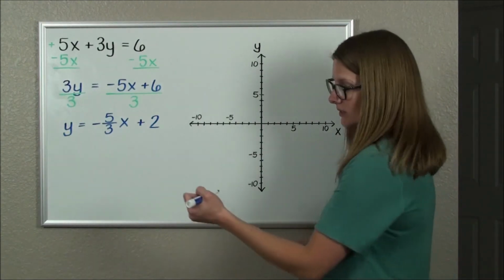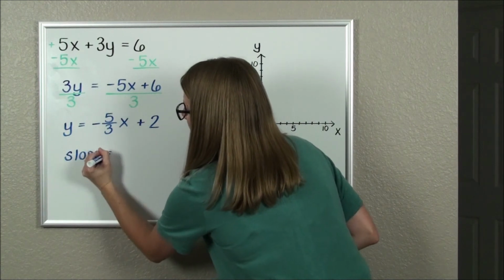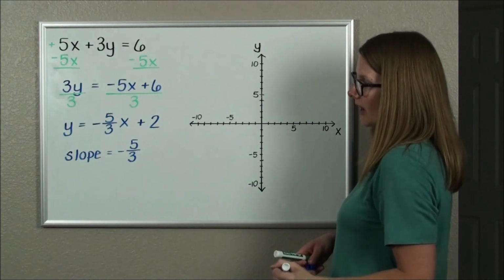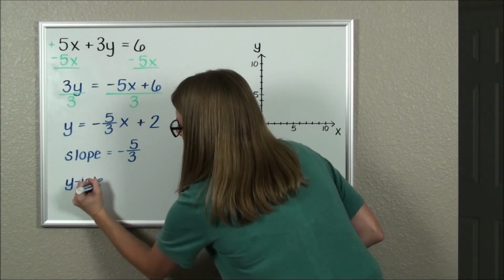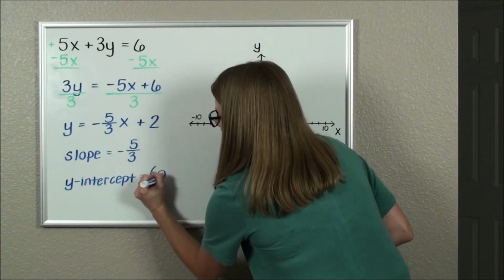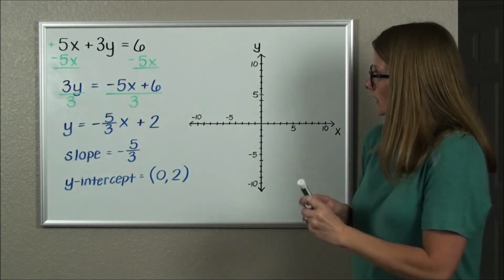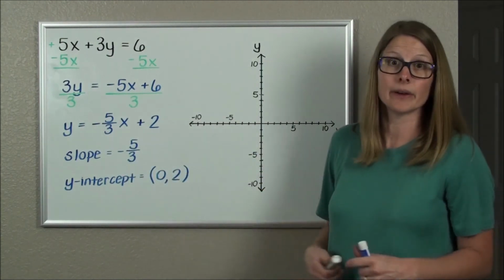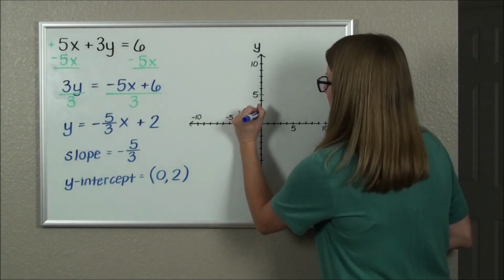But now that it's in that slope-intercept form, I can just at a glance take a look at this and see that the slope is that negative 5/3, that number in front of x. I can see that the y-intercept is that positive 2, so I'll write this y-intercept as the point 0, 2. All right, so we've written that slope-intercept form, we've gathered the information we need, and now we can go ahead and graph. We'll start with the y-intercept, which is up at positive 2.